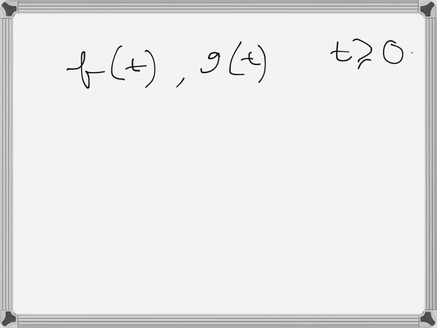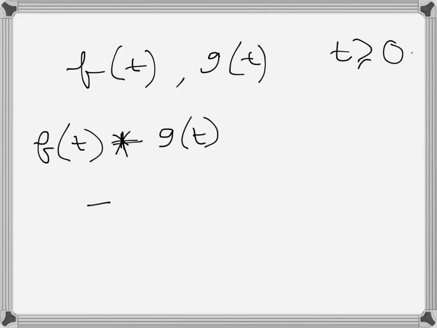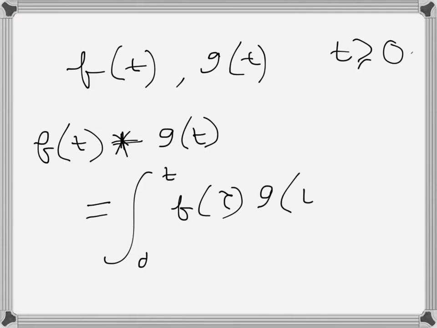Let's say we have two functions, f(t) and g(t), for t greater than or equal to 0, and we want to look at the convolution between these two. The symbol for convolution is an asterisk: f(t) * g(t) is equal to the integral from 0 to t of f(tau) g(t minus tau) d tau. Tau is a dummy variable.